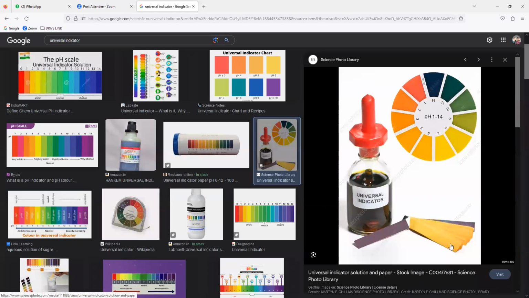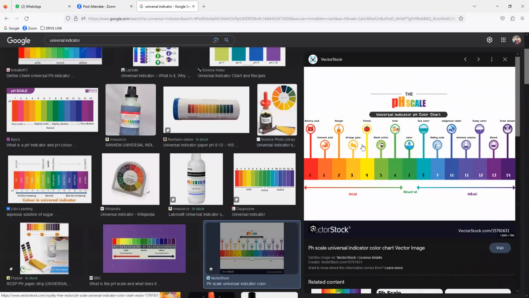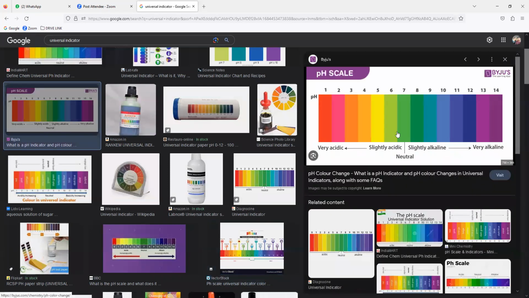If I dip it in the given solution or if I soak it in the given substance, then it will change the color according to the given chart. So based upon the change, for example, when I dip the yellow color strip, it turns into dark red. Then I can identify what the pH value is. Even the pH scale varies from 1 to 14 only in these papers.